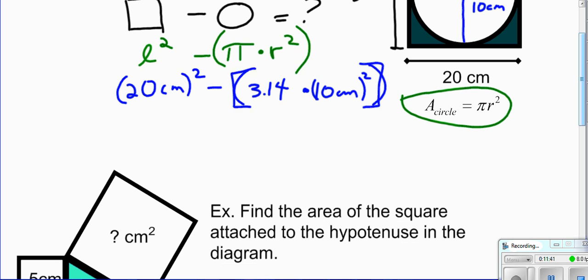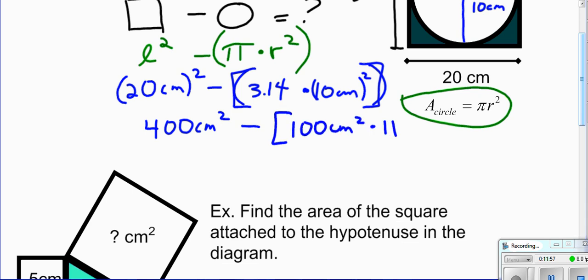Okay, so we go 20 centimeters squared, so we get 400 centimeters squared. Take away, well, 10 squared is 100, so this is like saying 100 centimeters squared times pi.